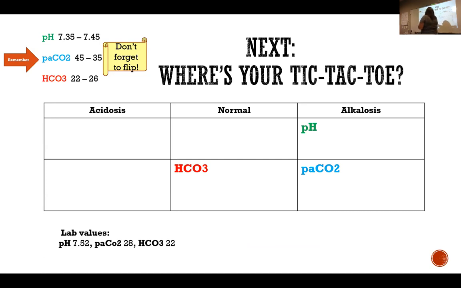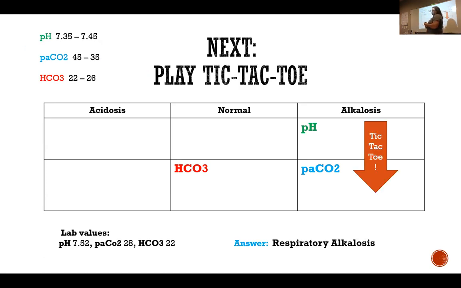So we see this here. Is this what you got? Bicarb, normal, PaCO2 alkalotic, pH alkalotic. Where is our tic-tac-toe? Right here, yeah. So we know that the problem is our body is alkalotic, and which system is messed up? Right, so we have respiratory alkalosis, right?